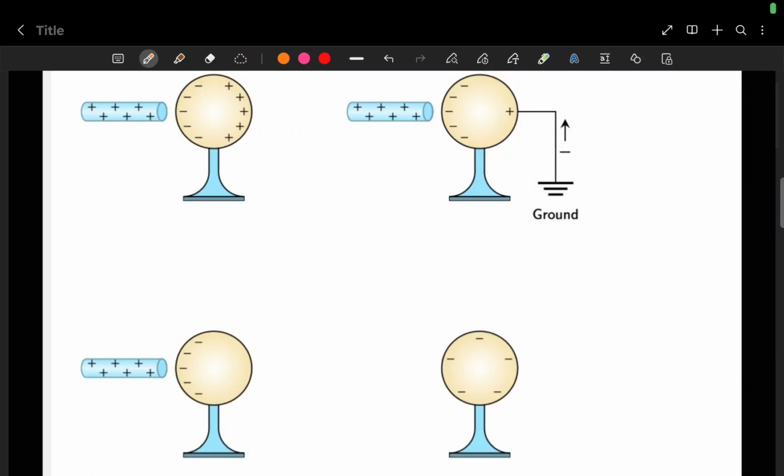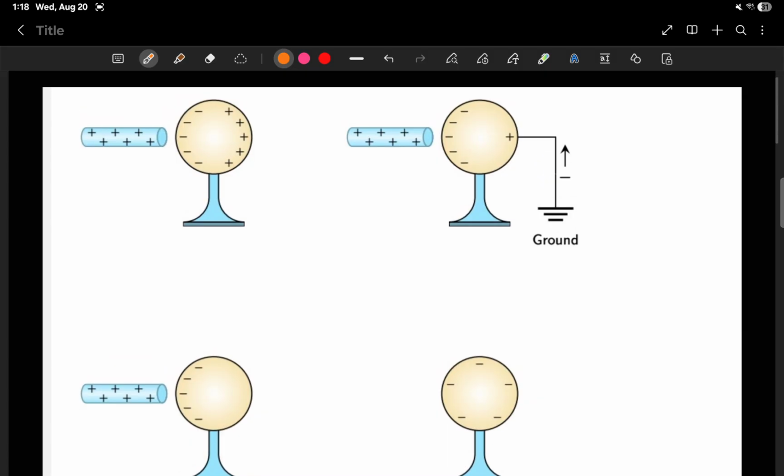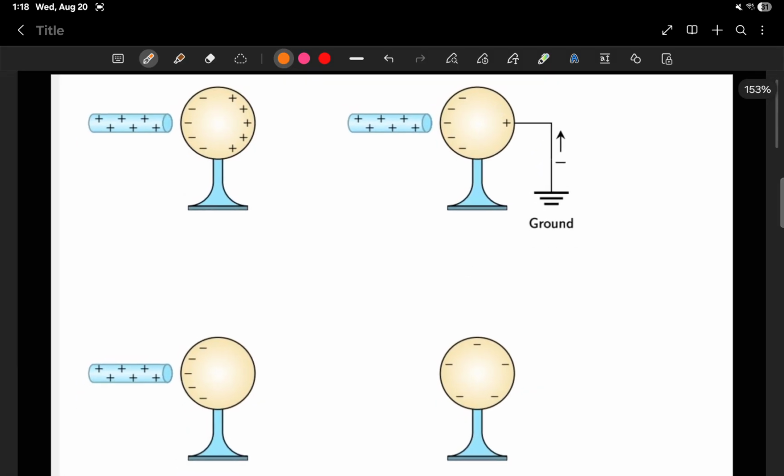Hi guys, so this is another example or question on charging by induction. The general pattern is going to be like we'll start from here and then we'll go there, and then from there we'll go here, and then we'll end up with a sphere that is uniformly charged and it's negative.